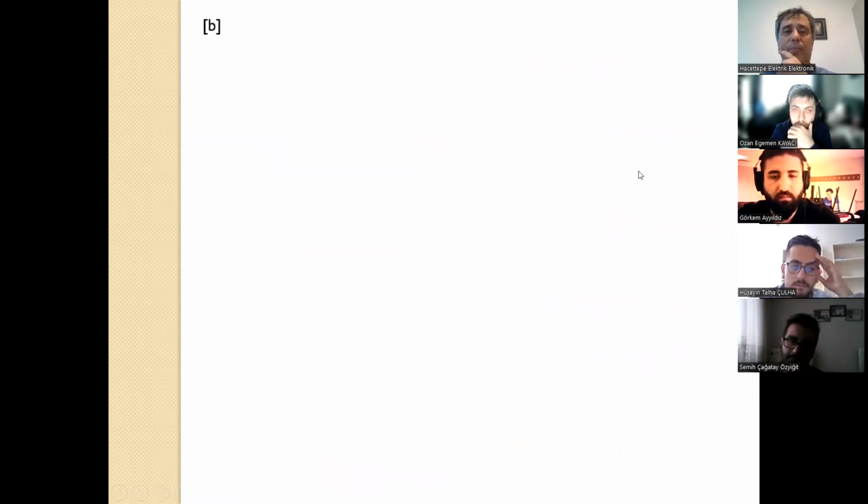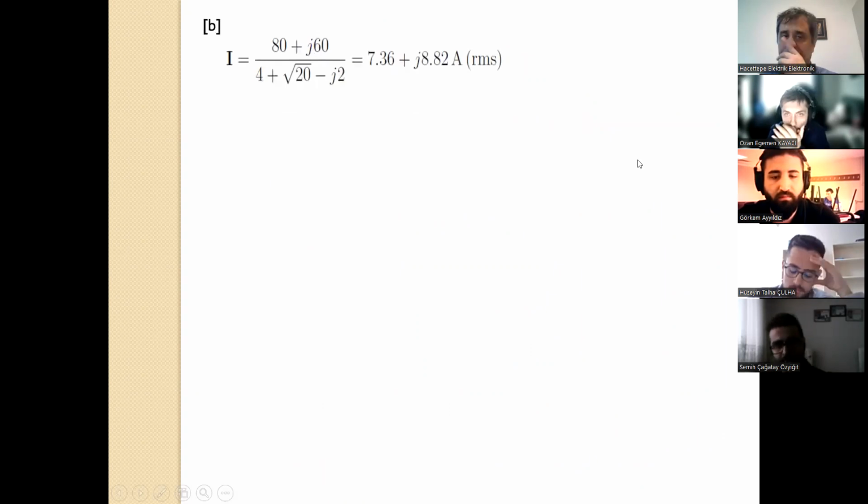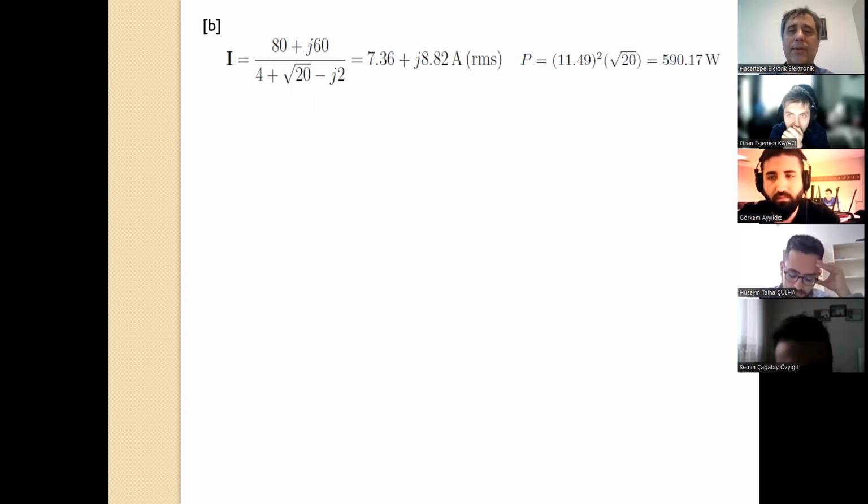Now, for part B, we are going to calculate the maximum power. In order to do so, use the Thevenin equivalent and then add 4.47, or square root of 20, to the circuit. Then you are going to get the average power as 590.17 watts.